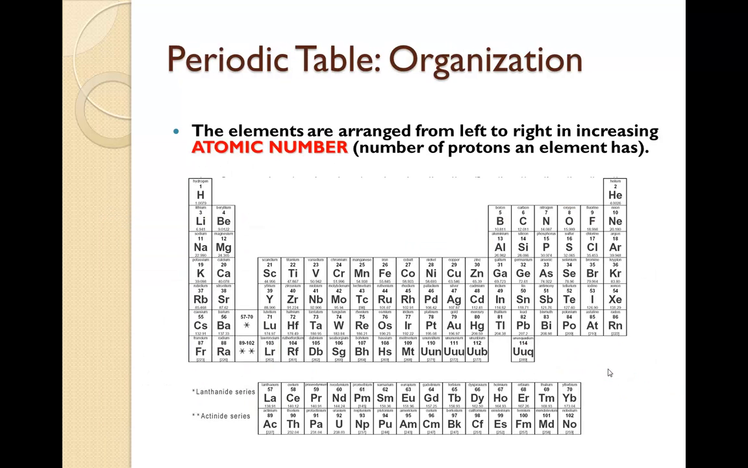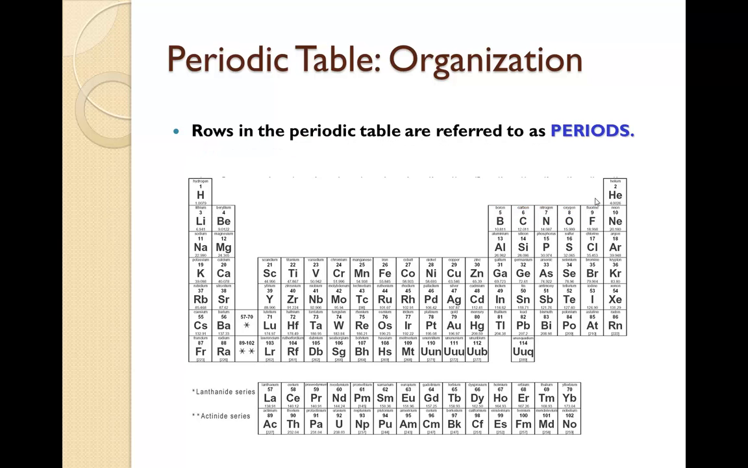The elements on the periodic table are arranged from left to right in increasing atomic number, which is the number of protons. So the atomic numbers are the smaller whole numbers, and those are telling you how many protons there are in that element. The rows in the periodic table are referred to as periods, and that's going from left to right, and that's telling you what energy level it is and how far away the electrons are from the center of the nucleus.